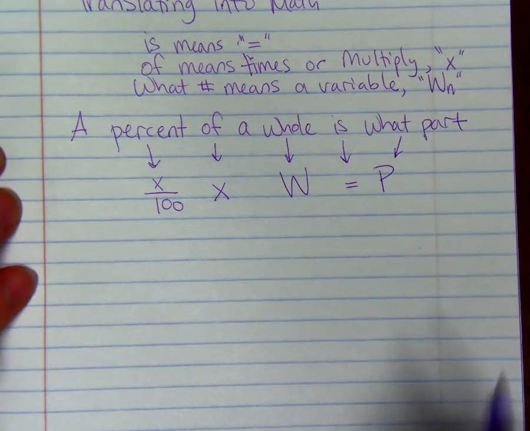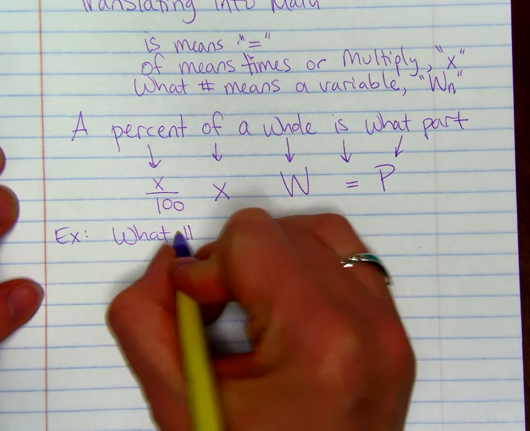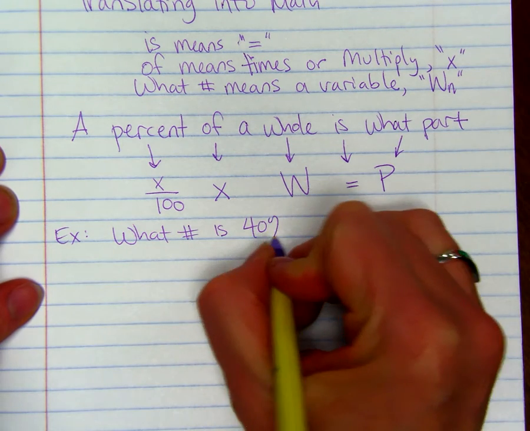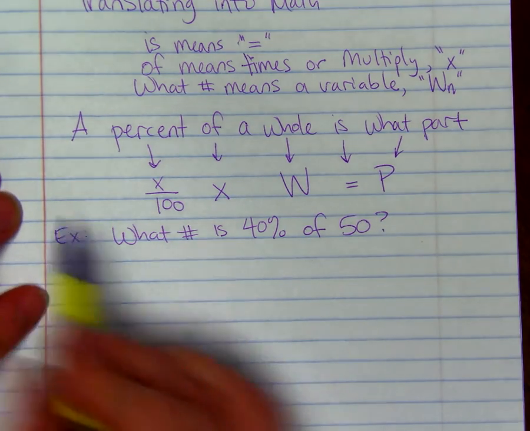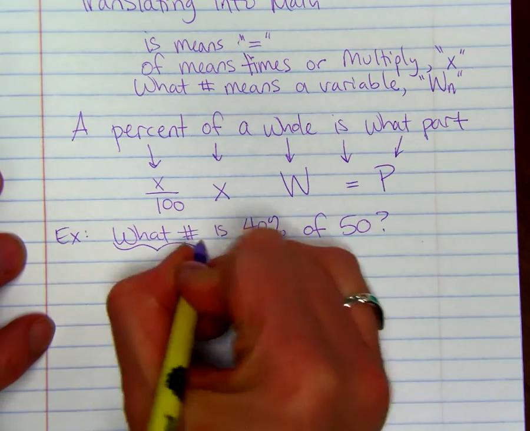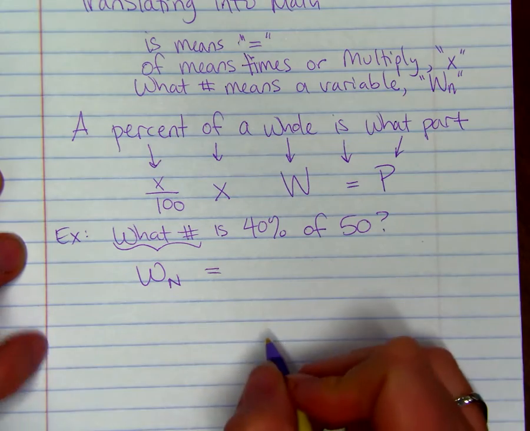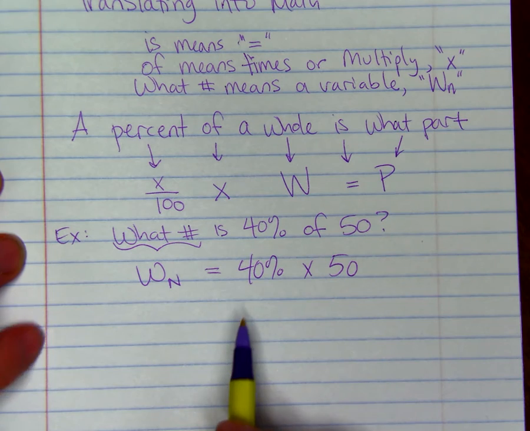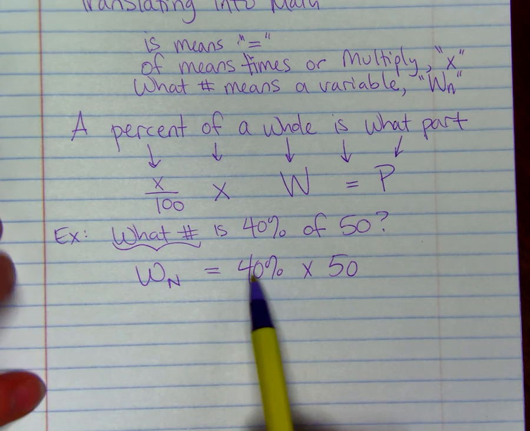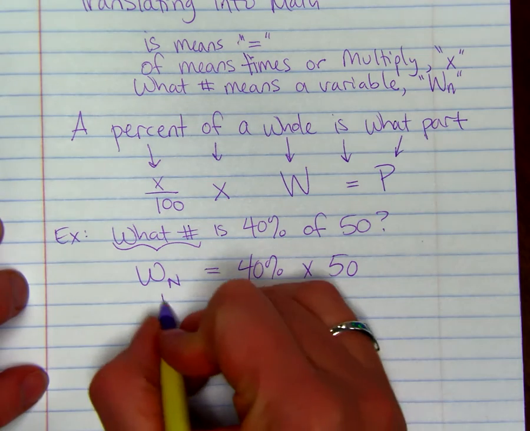So let's do an example. We have what number is 40% of 50? Now we can just translate straight across. Remember in the beginning we said what number is W sub n? Is an equal sign, 40% times 50. Now here's the problem. We cannot multiply a percent, a number that has a percent sign on it, by another number. We have to change it to either a fraction or a decimal.